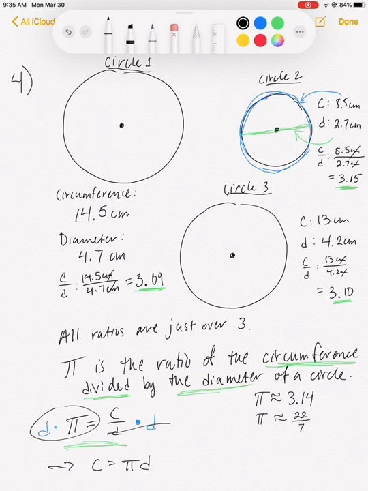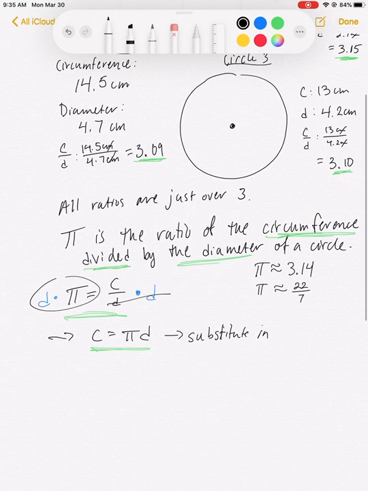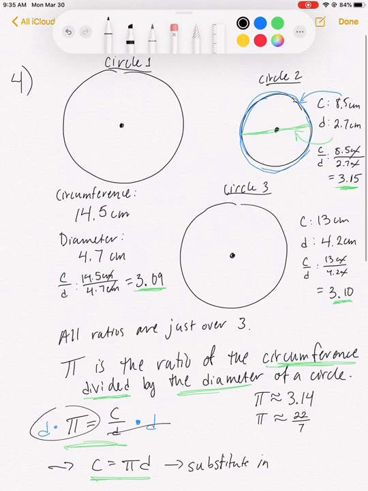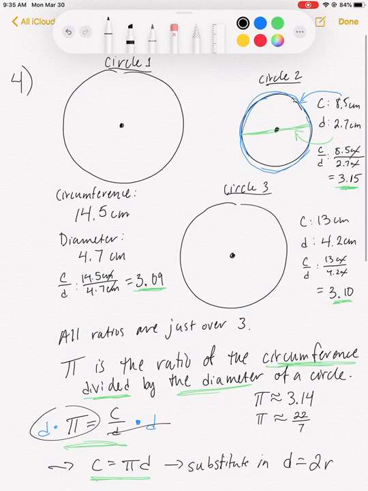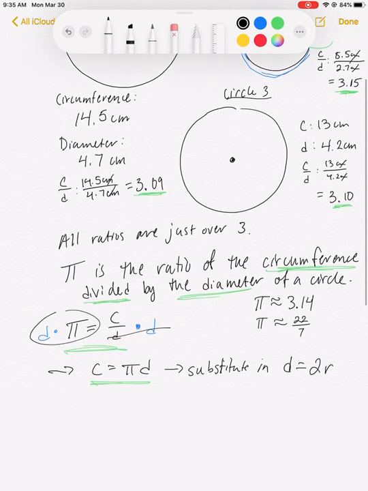One more thing that I didn't mention before about this equation here, c equals pi times diameter. Also in the book, and as you might have known, we can substitute in the diameter is equal to twice the radius. Okay, so all diameters are twice the radius.